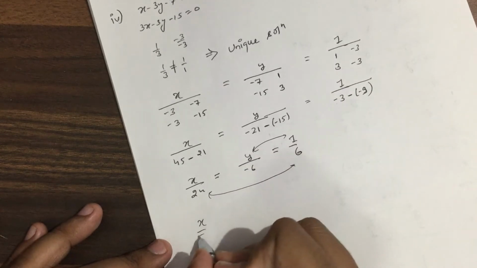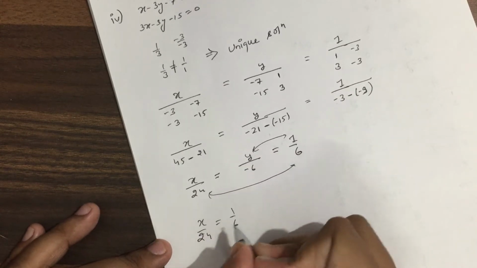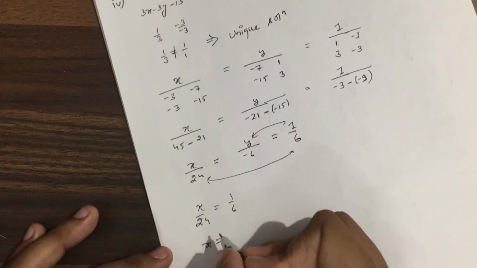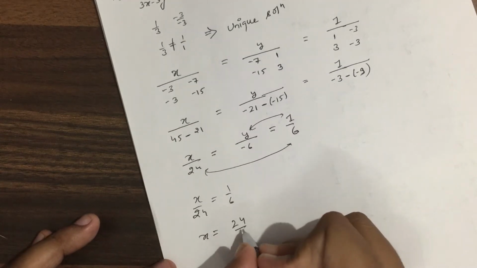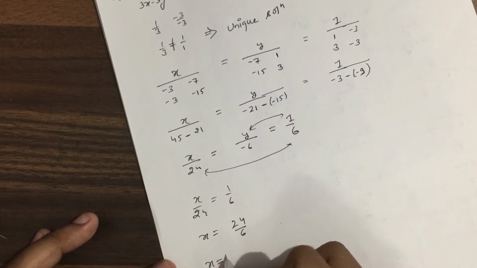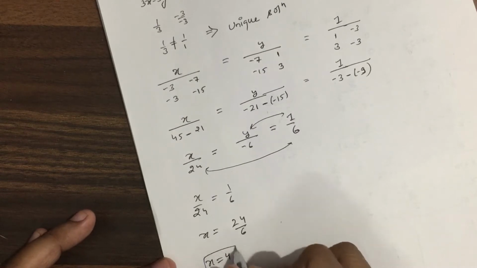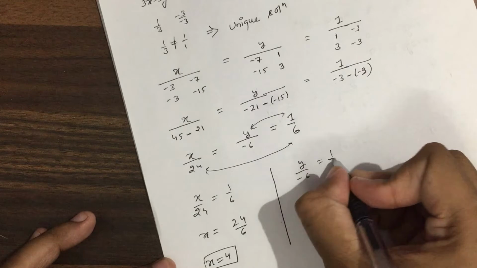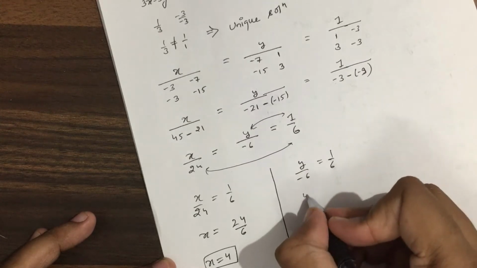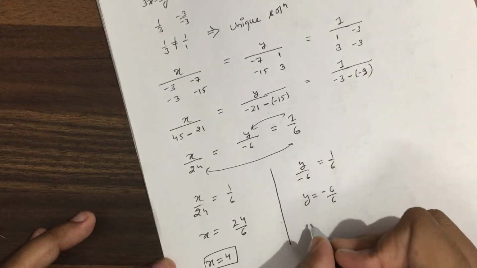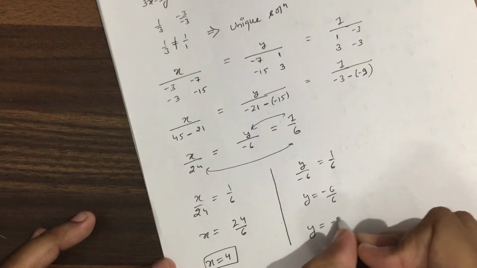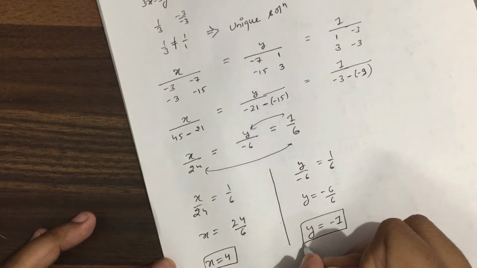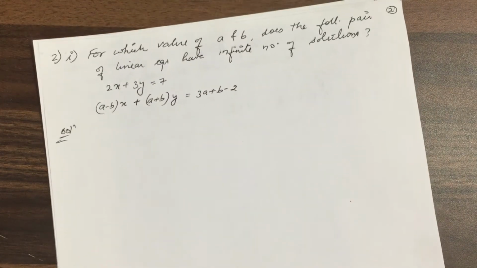So x upon 24 equal to 1 upon 6, x equal to 24 upon 6, this will give you x is equal to 4. To find y, y upon minus 6 equal to 1 upon 6, this will give you y equal to minus 6 upon 6, this will give you y equal to minus 1. So this completes your question number 1. Now come to question number 2.